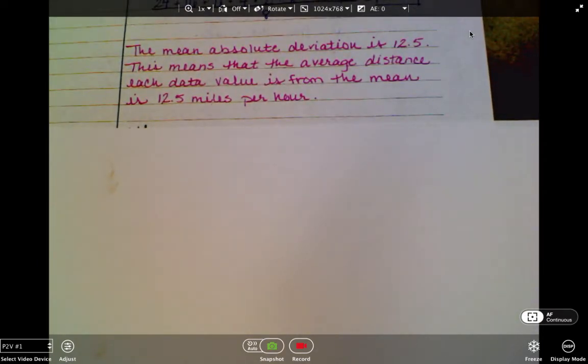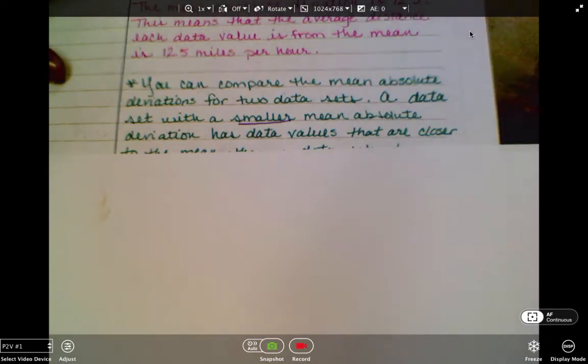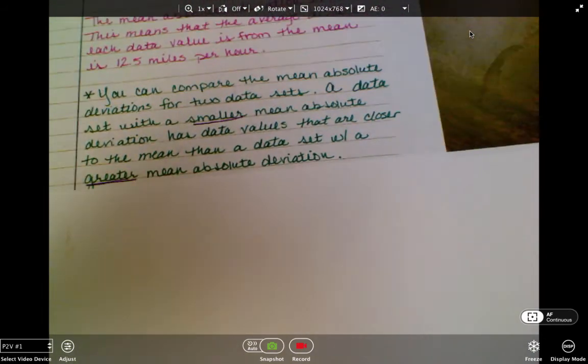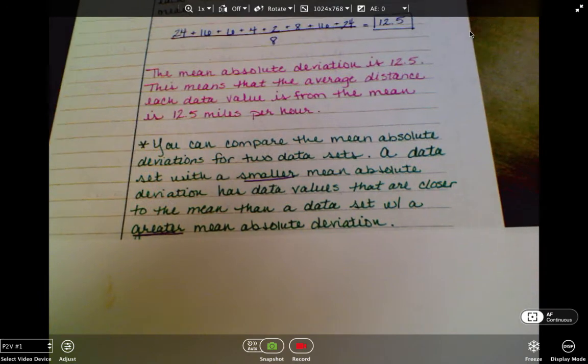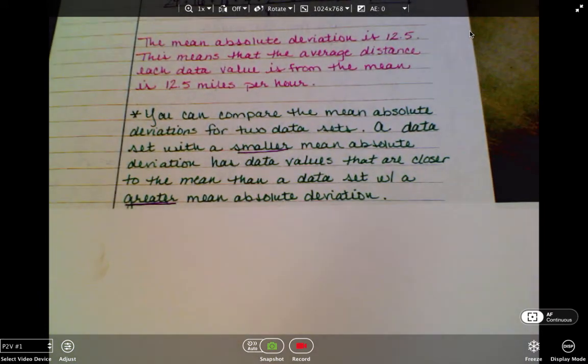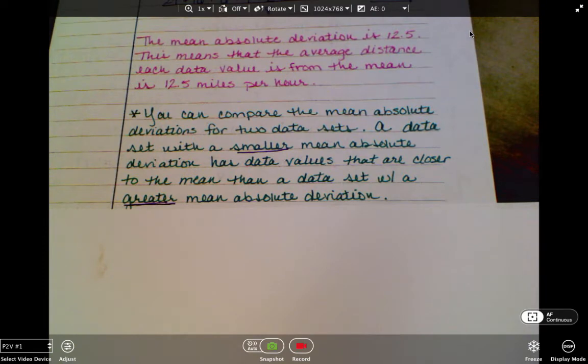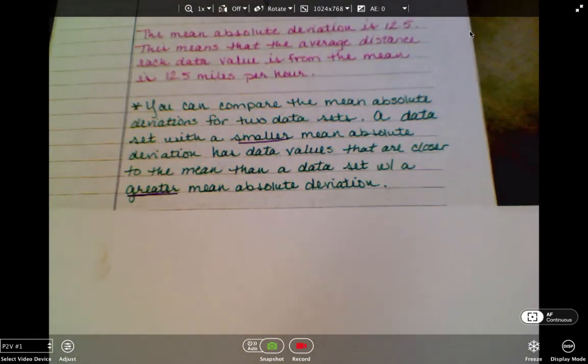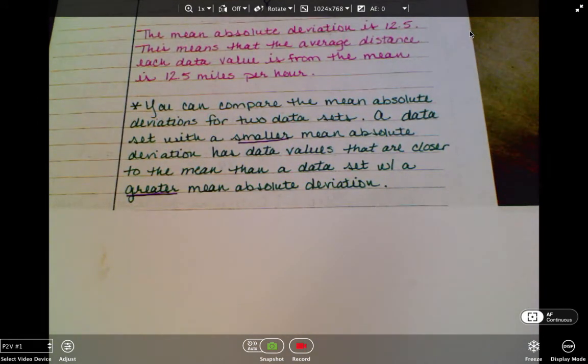Well, why is this helpful? When you're looking at two sets of data, you can compare the mean absolute deviations for them, and the data set with the smaller mean absolute deviation has data values that are closer to the mean, while a data set with a greater mean absolute deviation has values that are further away from the mean. That is why we find the mean absolute deviation.